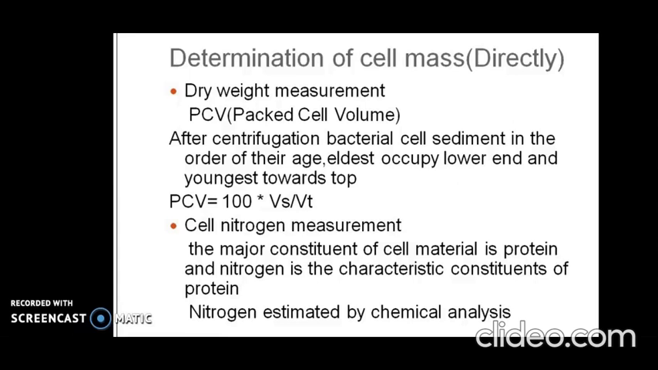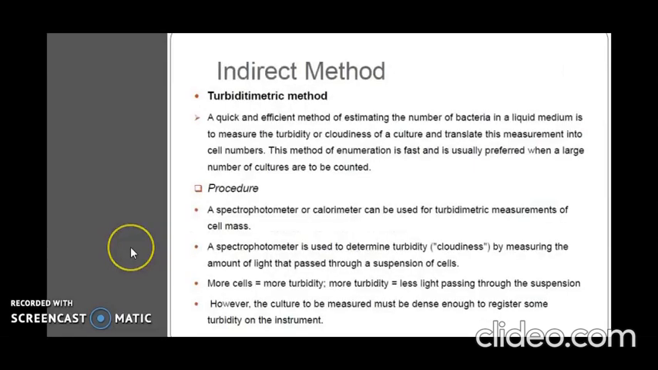Some of the problems associated with this method is that it's a laborious process and it can be only applicable for concentrated population. Next is the determination of cell mass by indirect method, and it includes turbidometric method. It's a quick and efficient method of estimating the number of bacteria in a liquid medium, and is used to measure the turbidity or cloudiness of a culture and translates this measurement into cell numbers.